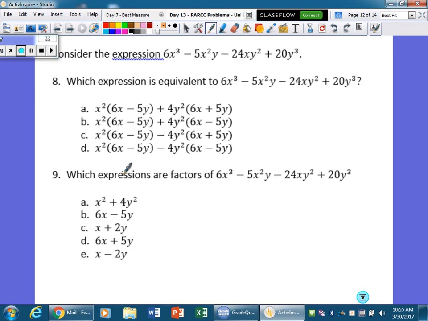Okay, 8 and 9 go together, and again, it's another grouping problem. So consider the expression 6x to the third minus 5x squared y minus 24xy squared plus 20y to the third. So which expression is equivalent? Well, if you look at it, we need to do grouping again.